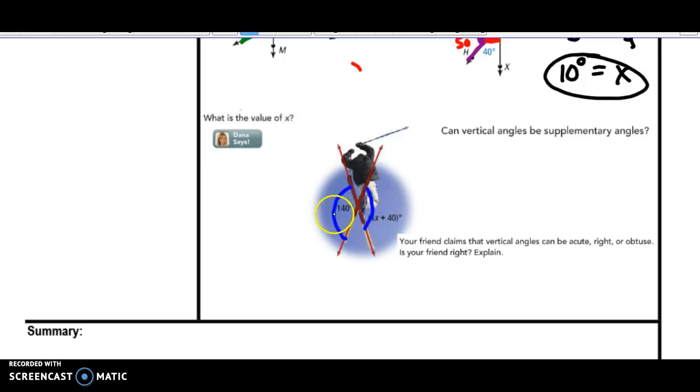Well, these are vertical angles, right? They're both formed by the same two intersecting lines, and they're opposite of each other. So if this angle is 140, this angle must also equal 140. So if we're calling this 4x plus 40, I'm going to set that equal to 140 and now use inverse operations to solve. So if I want to get x by itself, I'm going to undo my addition subtraction first.